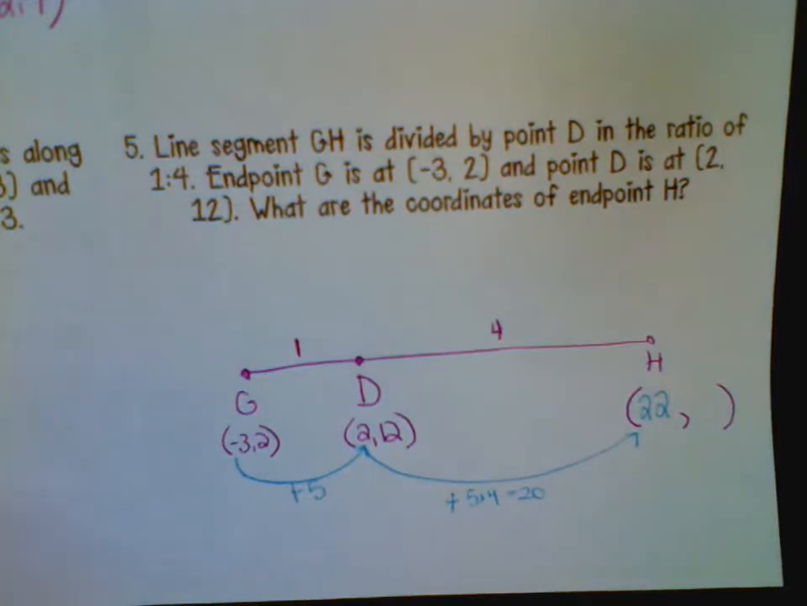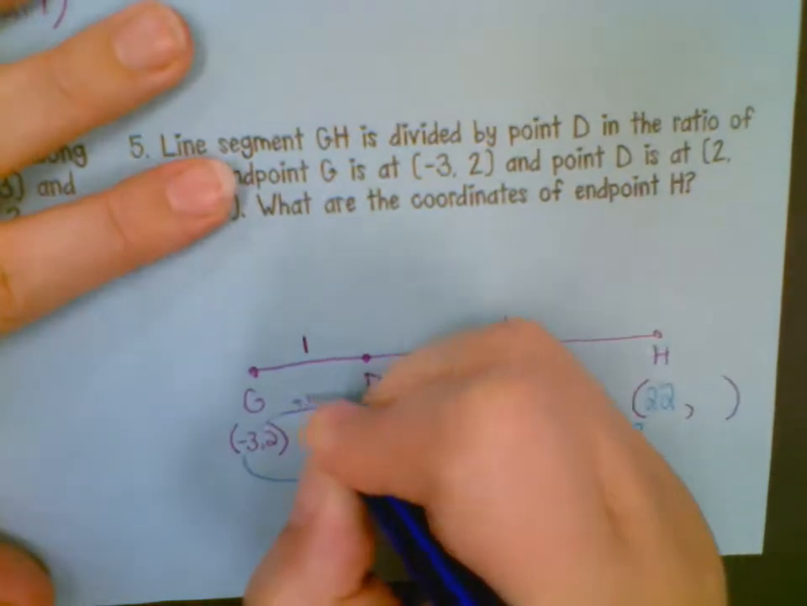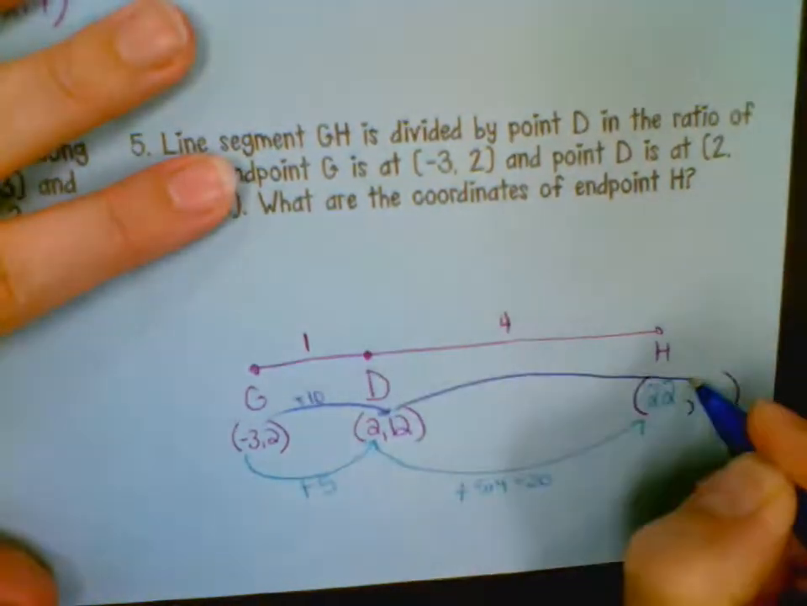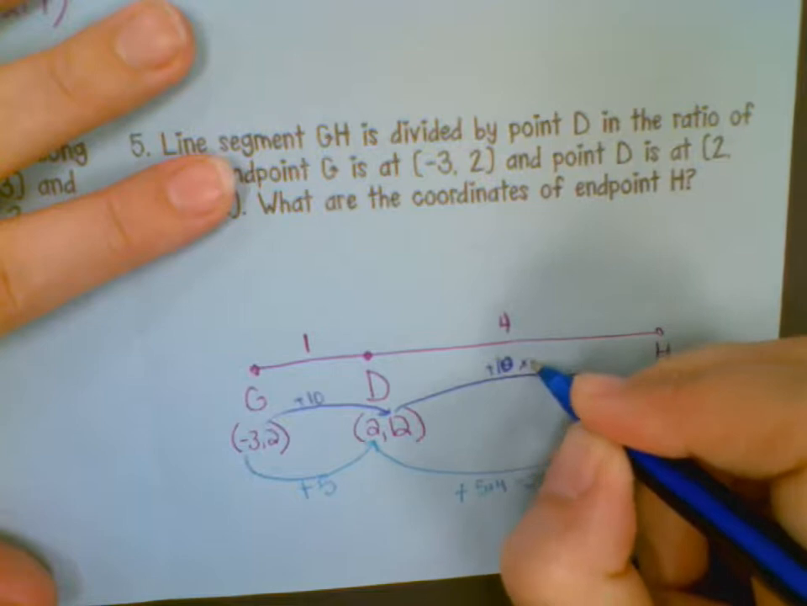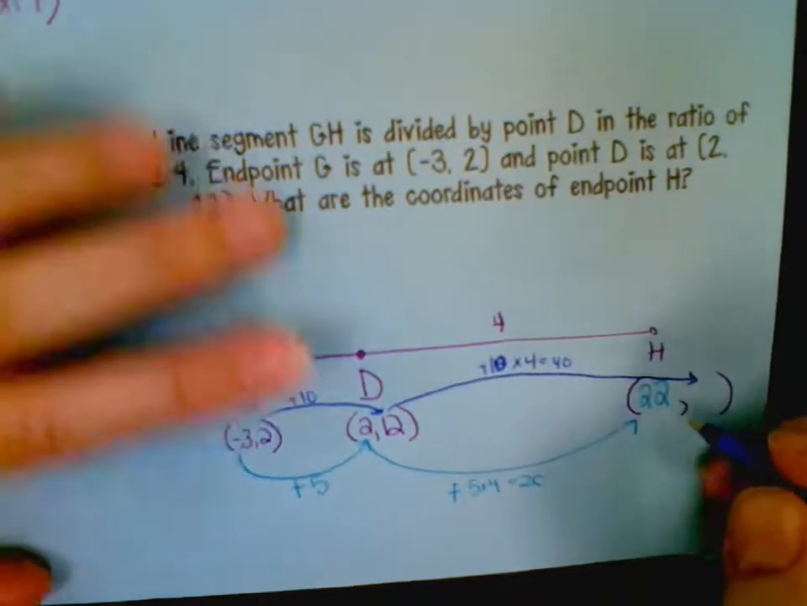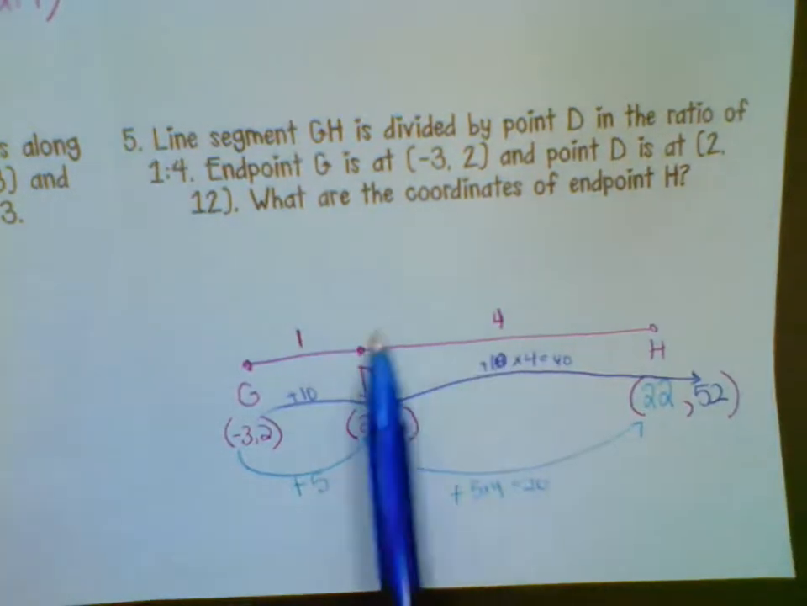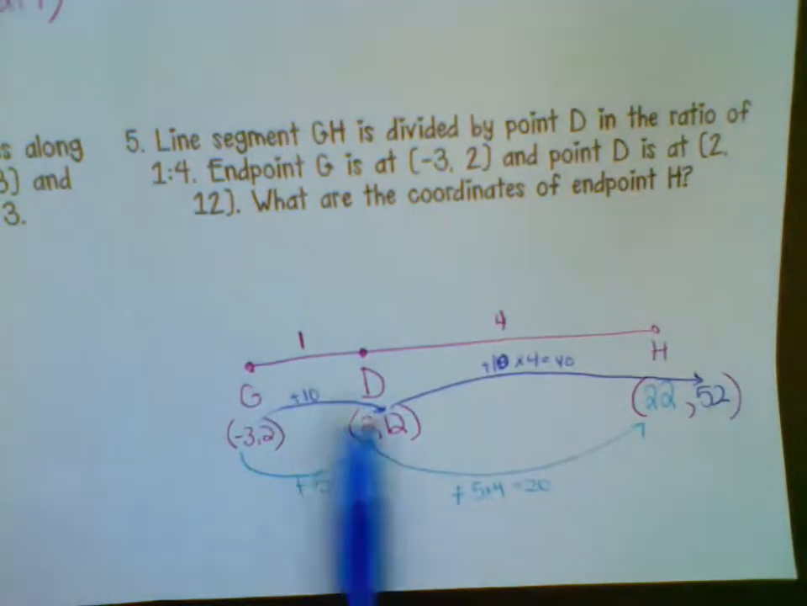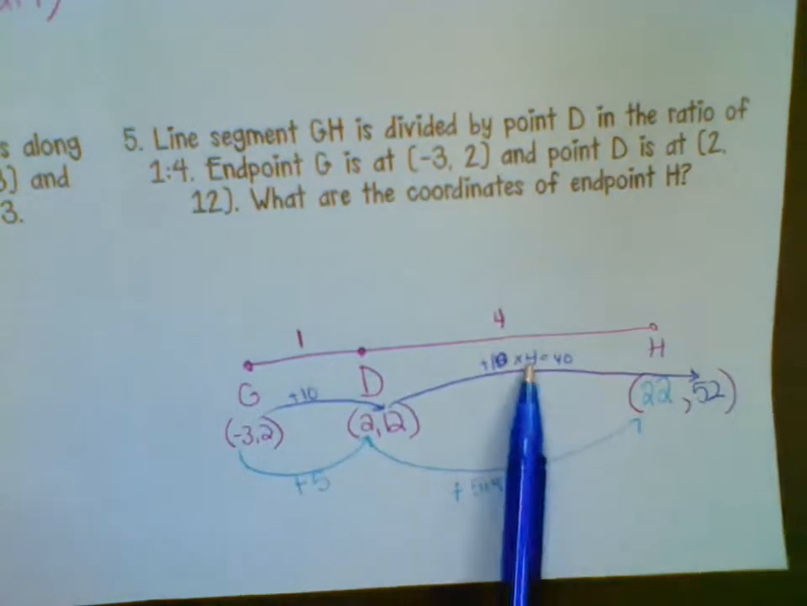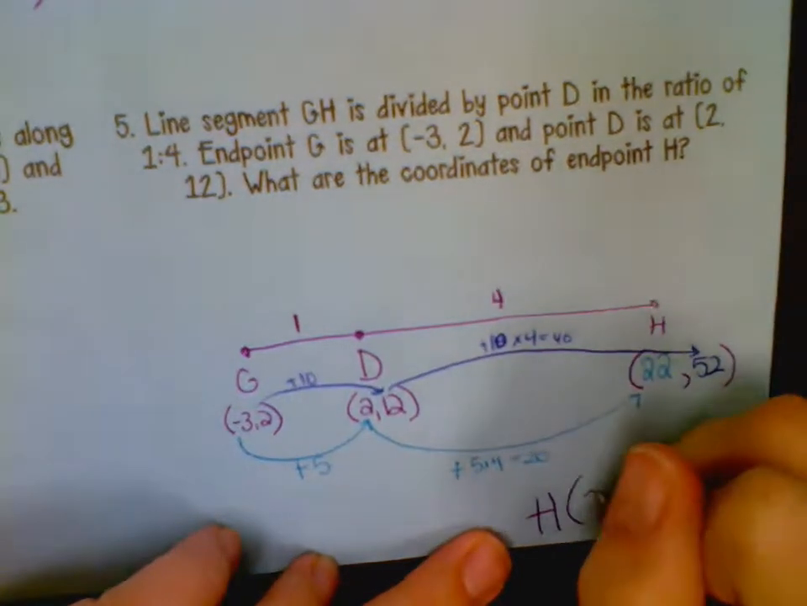Okay, so if we take a look at our y coordinates, we go from 2 to 12. So here we're adding 10. So to get over here, we would have to add 4 times that much. So we add 10 times 4, so we're going to add 40. So 12 plus 40 is 52. Okay, so remember we're multiplying it by 4 because that's how much more this line is worth. So when we're only going 1, we add 10. If we're going 4 times that much, we would add 40. So that means that our point H is at 22, 52.